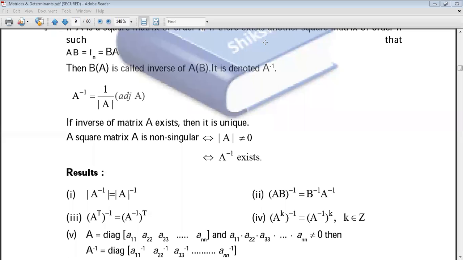Where adjoint of A equals a matrix. Since the given matrix is of order 2 by 2, isn't it? So all the minors and cofactors we have to find will be of 2 by 2 matrices. So what is the formula for adjoint of A?